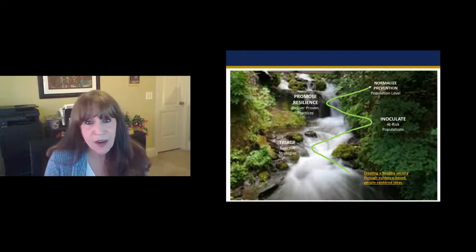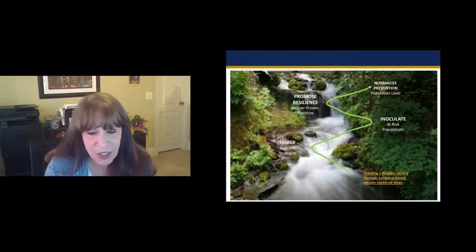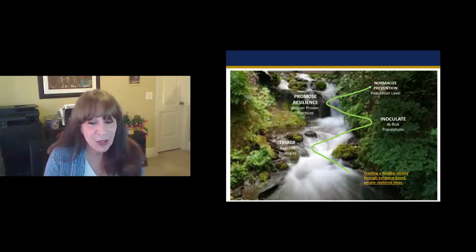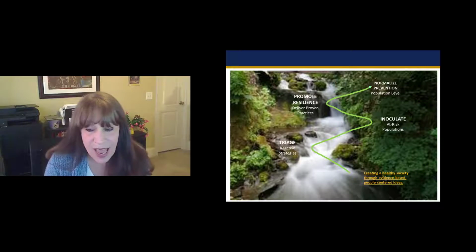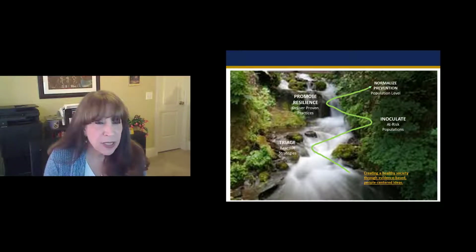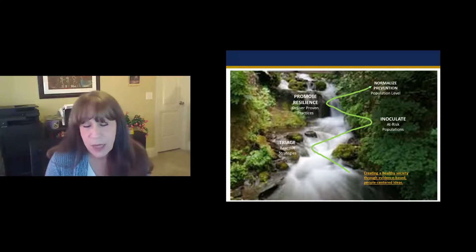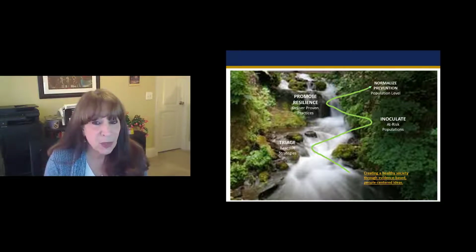Now, up here, under normalizing prevention, this is a real population level approach where we recognize what the social determinants of health are. And we build in the conditions. We look at the conditions in which people are born, where they live, where they work, where they play, across the lifespan. And we are essentially reducing exposures to detrimental conditions at the outset. So here's where we build the bridge. So we make sure that nobody is falling into the river.